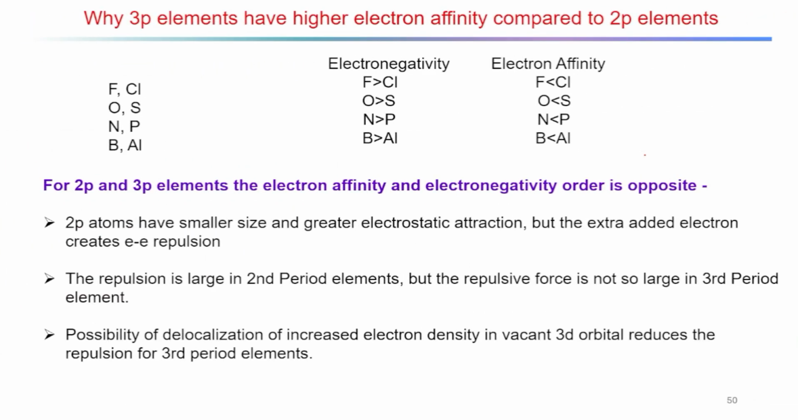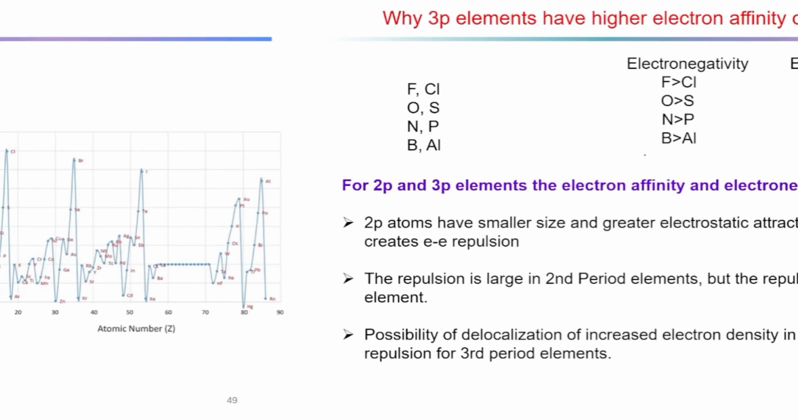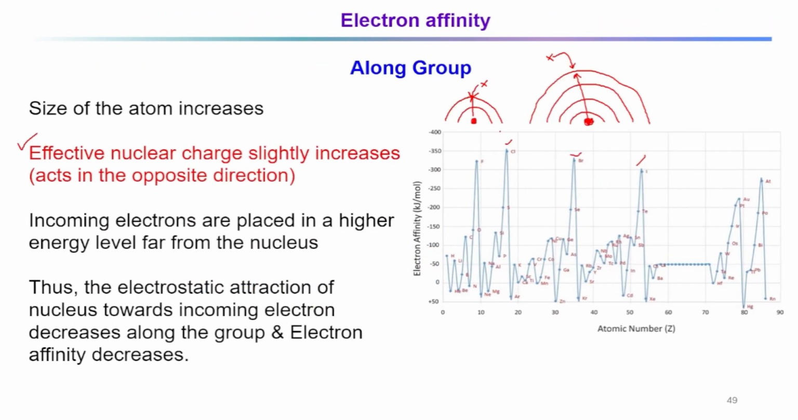But there are some exceptions. 3p elements actually have higher electron affinity compared to 2p elements. But according to the periodic law or periodic trend, it should be the opposite. You see here, the electron affinity is actually decreasing, right? From top to bottom of the group.